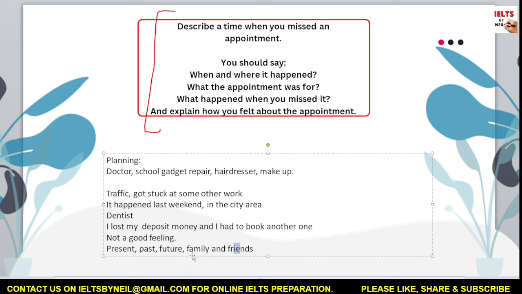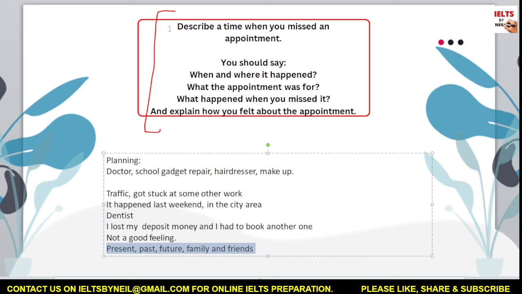So you can connect your topic with the present, past, and future. Now we can talk about family and friends. You can say that I shared this incident with my family or with my friends, and what their reaction was. So you can apply this formula on any topic, any cue card. Think of any cue card and apply this formula. I'm sure you'll be able to do it. There's no cue card that you cannot relate this formula with.